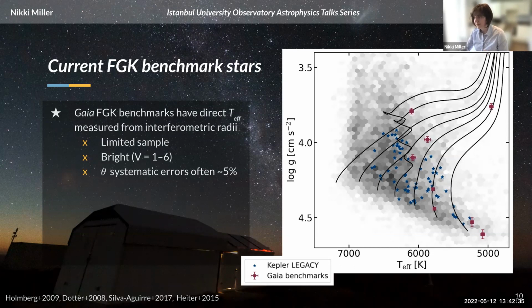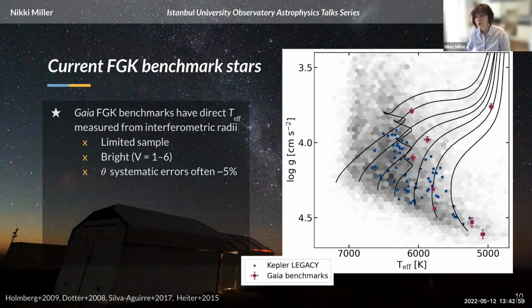So there's only a handful here that you can see on this temperature log-G plane. By that nature, they're also very bright. So if you want to have a calibrator in your spectroscopic survey and you're looking at much fainter stars, interferometry benchmarks are a bit too bright and you need to use a different mode, for example.